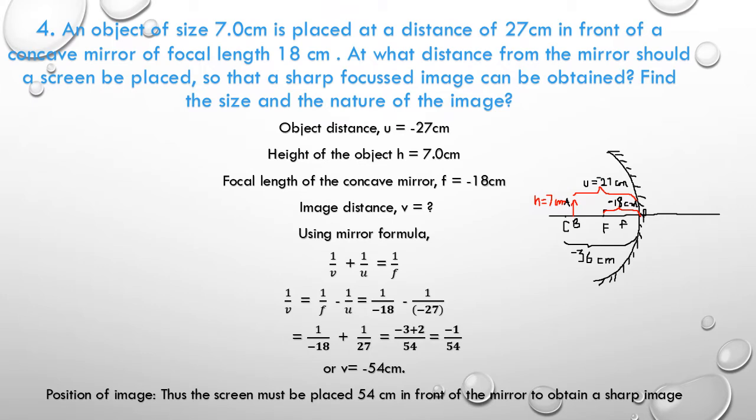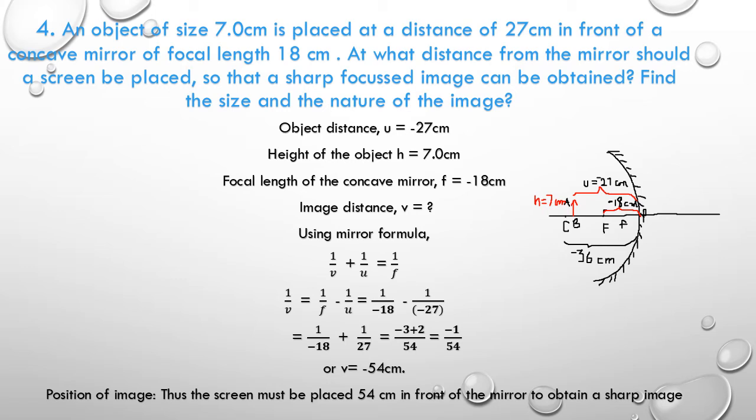Fourth question: an object of size 7 cm is placed at a distance of 27 cm in front of a concave mirror of focal length 18 cm. At what distance from the mirror should a screen be placed so that a sharp focused image can be obtained? Find the size and the nature of the image. So, as you can see, children, the object distance u we have taken as -27. We know u is always negative, so when we write the data, we have to put the sign.